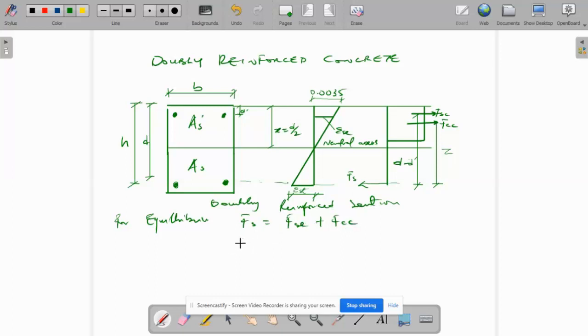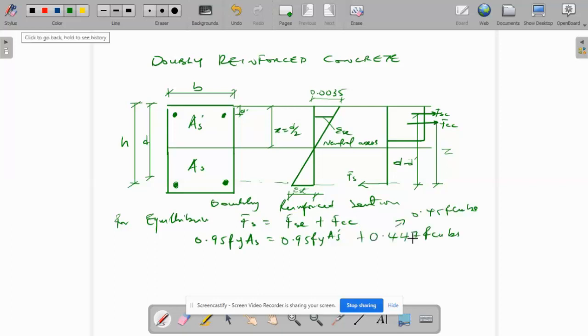Let's substitute our force in steel as we got initially, 0.95 fy As, is equal to the force of steel under compression, 0.95 fy As prime, plus 0.447 fcu b s. This 0.447 is 0.45 fcu b s.